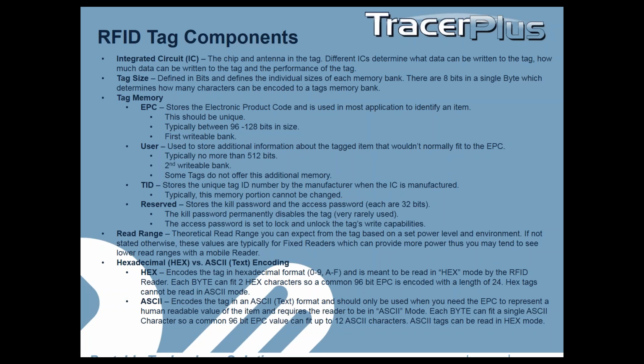The next bank is the user, which is used to store additional information about the item tagged that wouldn't normally fit on the EPC. Typically no more than 512 bits in size. However, there are some higher memory tags out there that can support 4K or 8 kilobytes. This is your second writable bank, and some tags, depending on the IC, do not support or offer this additional memory. Sometimes that can be to increase performance, as you'll find that tags without user memory may get a further read range.